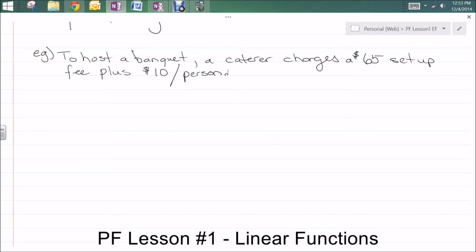But I'm making up the numbers, and a lot of times if you get catering, I mean, I catered my wedding a couple of years ago, they charge a setup fee, plus they charge so much per person for whatever food you get. Now, $10 per person is actually really cheap. If you could get a caterer that charges $10 a person, just hope that the food is edible. But ladies and gentlemen, this is a linear relationship.